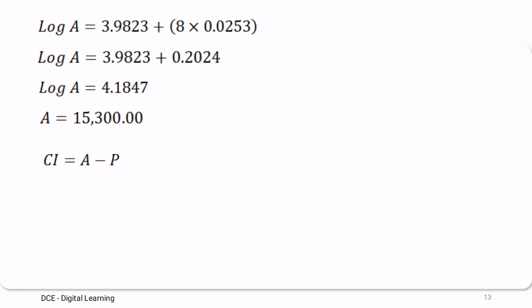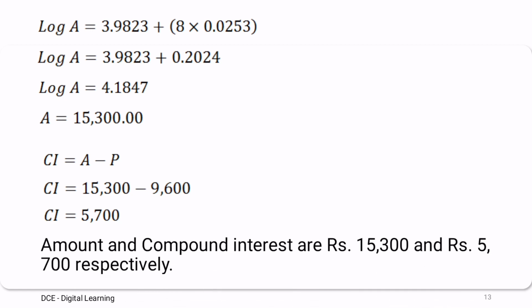antilog value of 4.1847 is 1530. Since here the characteristic is positive, the number of integral digits will be 4 plus 1, 5. So the amount is 15,300.00. Compound interest is 15,300 minus principal 9,600. Compound interest is 5,700. So the amount and compound interest are rupees 15,300 and rupees 5,700 respectively.